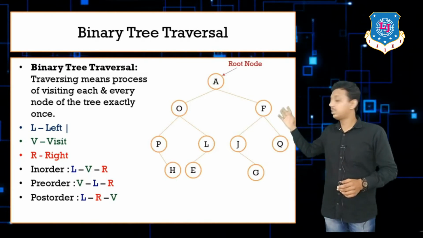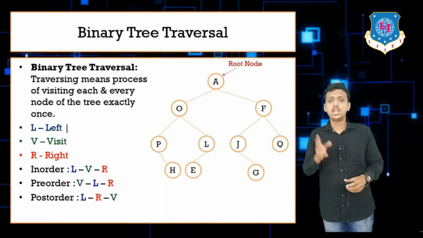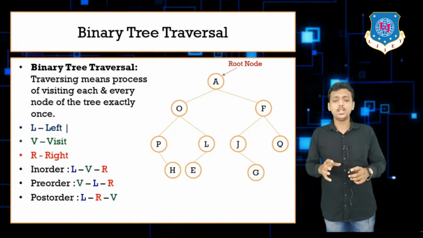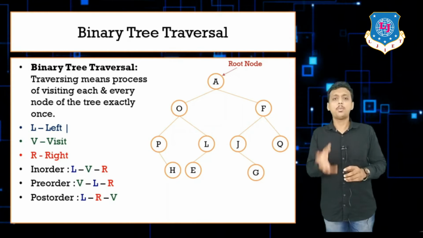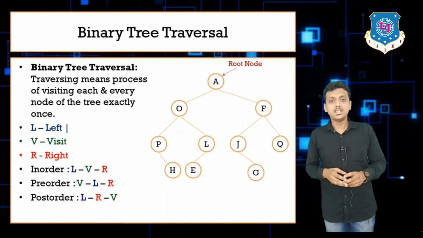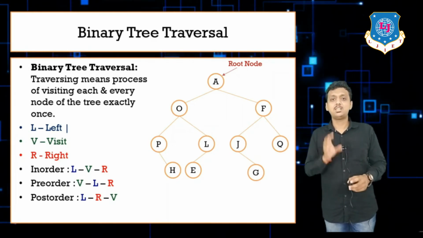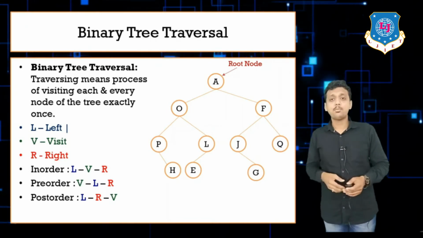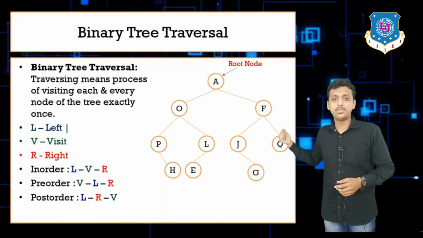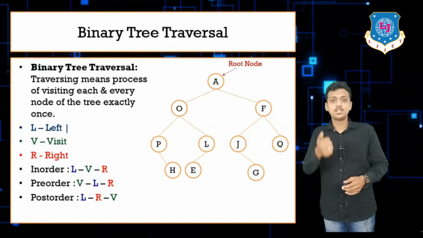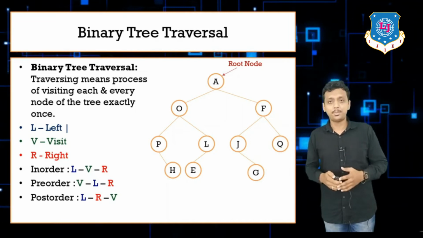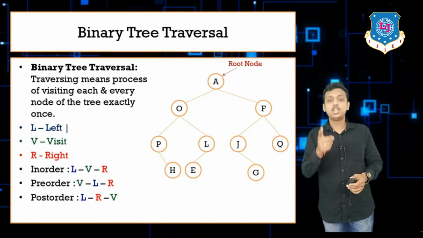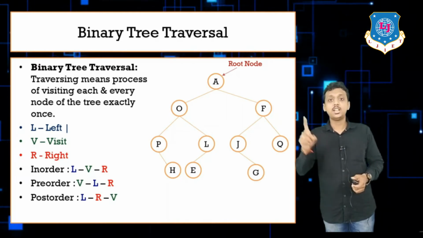Here is a figure. The root node is A, and the other nodes are O, F, P, L, H, E, J, Q and G. I am taking a common example in each and every lecture, so you will understand it very easily. I am going to perform each and every operation on this tree. Let's start first with the in-order operation. But before that, remember three things. In-order is LVR. In-order, LVR.